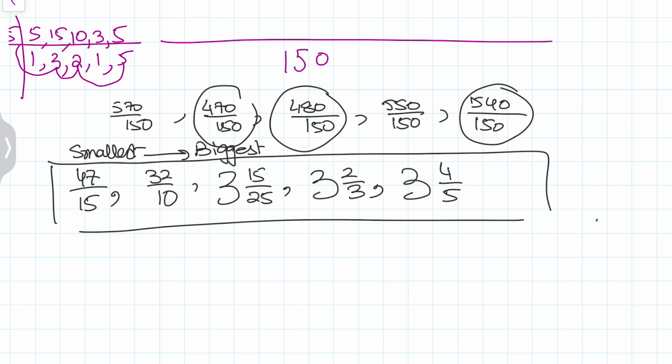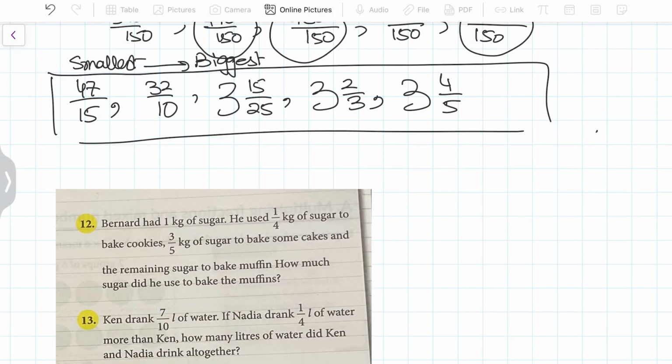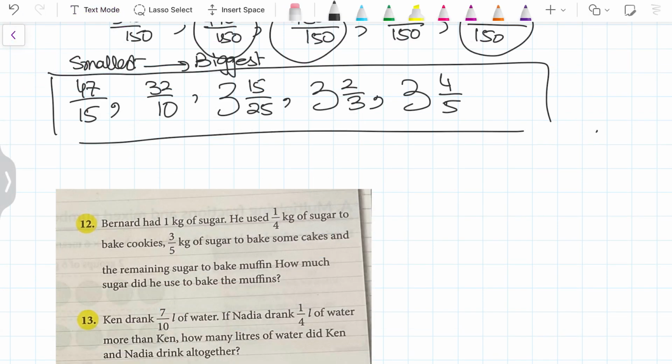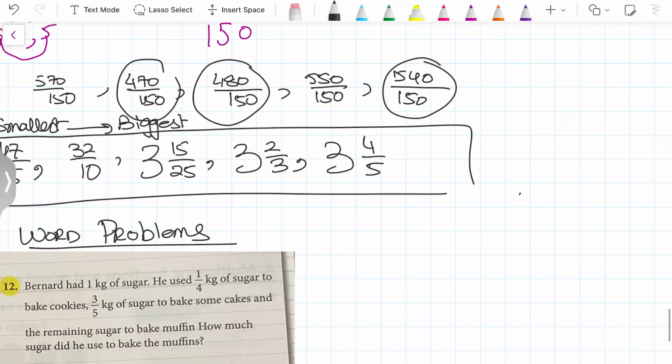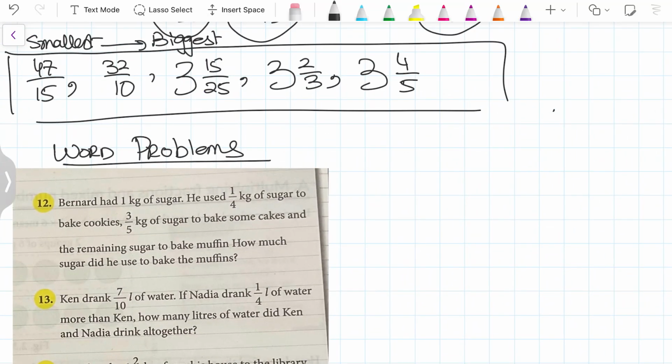Alright, let's discuss a couple of word problems regarding addition. Bernard had 1 kg of sugar. He used 1/4 kg of sugar to bake cookies, 3/5 kg of sugar to bake some cakes. So let's make the data first. Data is very, very important when you're solving word problems.